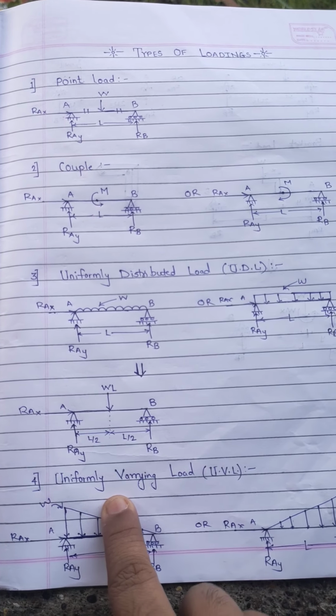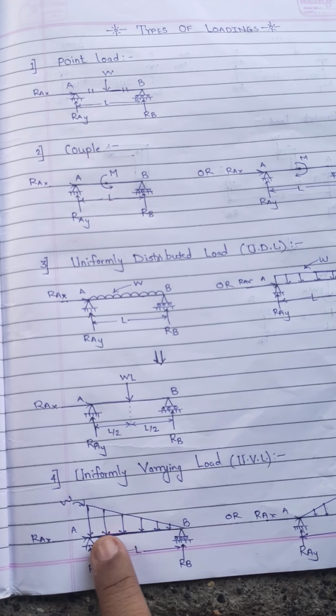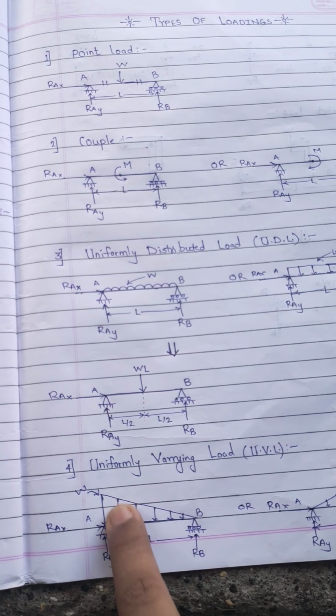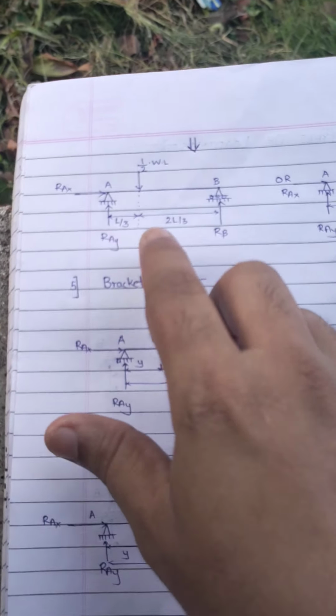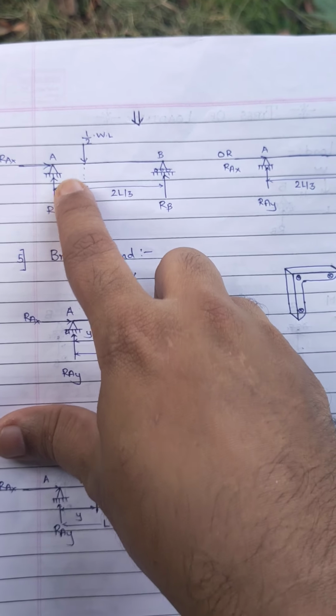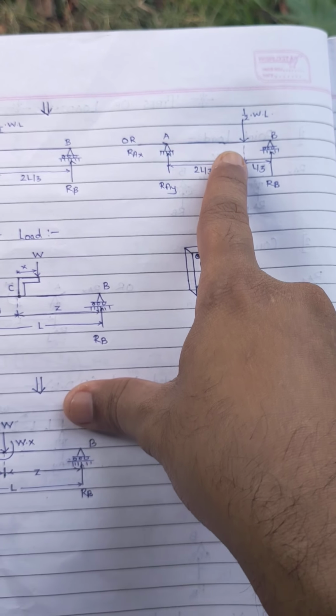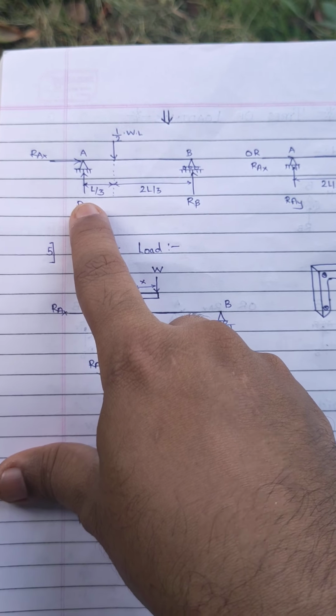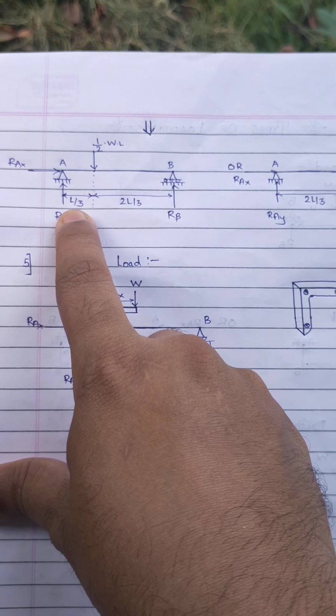So what is the area of triangle? Half into base into height. So my base is L and my height is W. So obviously the area will be WL by 2. So that is what I have written here. I have mentioned here half WL. Similarly, see, half WL, and it is concentrated at the length L by 3.